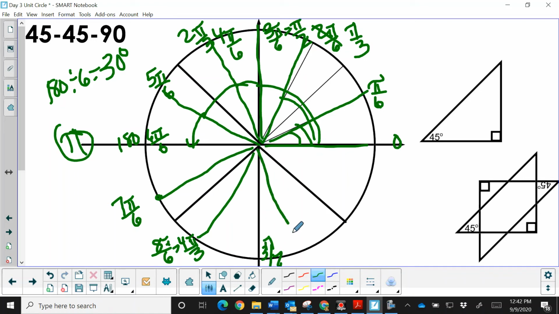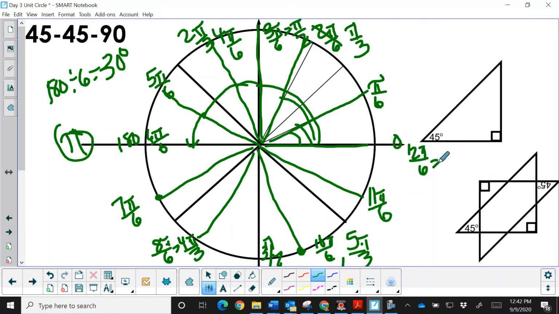But if I take 9 pi over 6 and I add another one, that's 10 pi over 6. And 10 pi over 6 reduced is 5 pi thirds. That's the one we want to memorize. The next one after 10 pi over 6 is 11 pi over 6. That one won't reduce. And then 12 pi over 6, we recognize that as 2 pi, a full circle around.